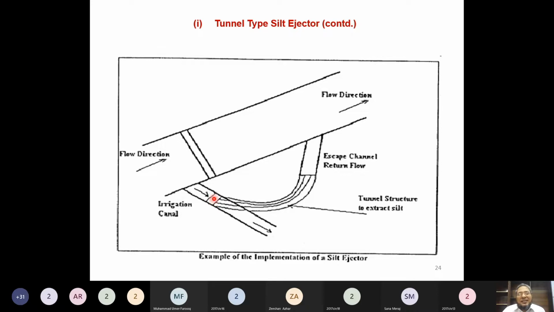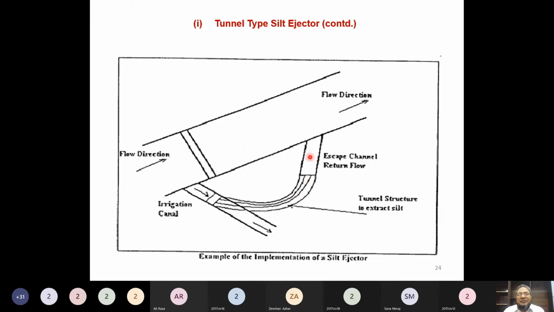Then what it does, it has again the same concept that the more sediment concentration in the flow is in the lower layers and less concentration in the upper layers. So what we do here is we provide tunnels very similarly as we have provided tunnels in the silt excluder. So here the lower portion has the tunnels and it has a slab. And from this canal, you know that more sediments are being carried with the lower layers. So that lower layer water, which carries sediment, is passed through these under tunnels of the silt ejector, and that water moves in this direction.